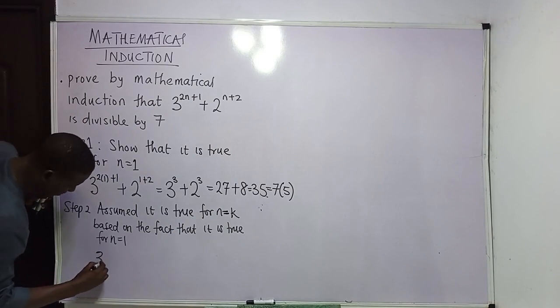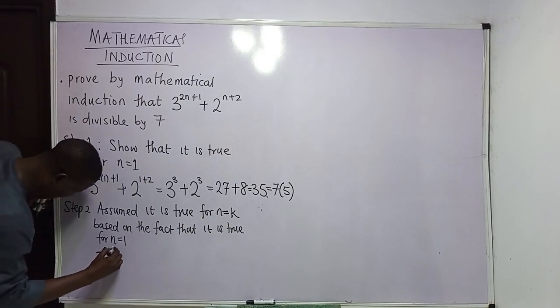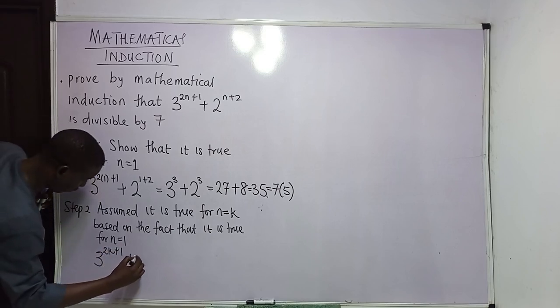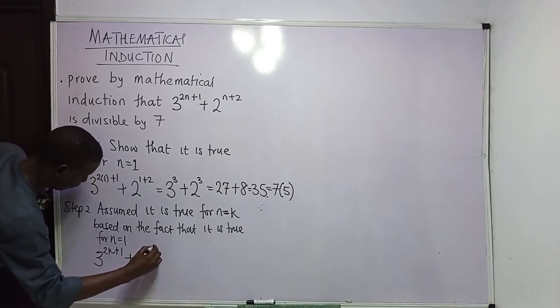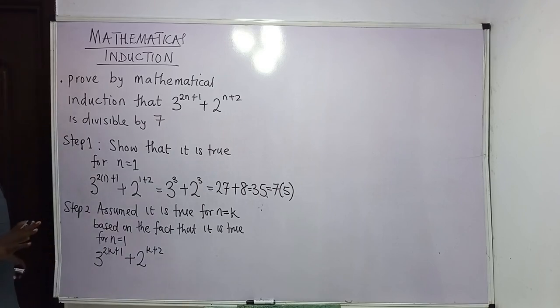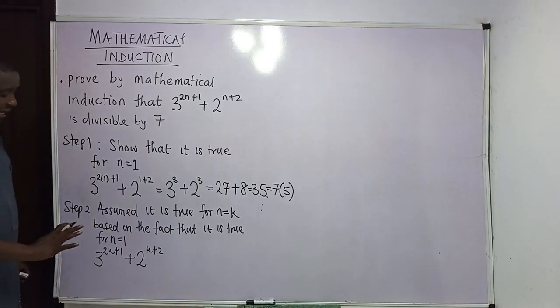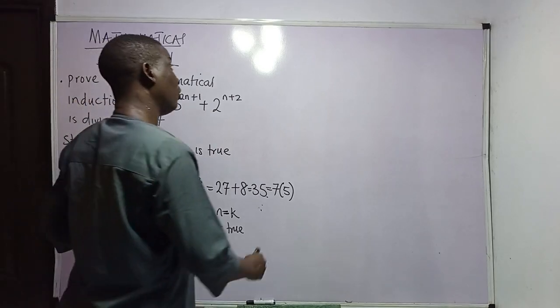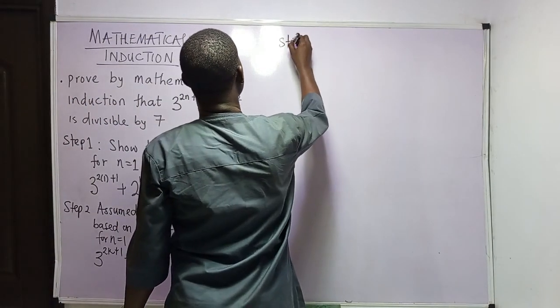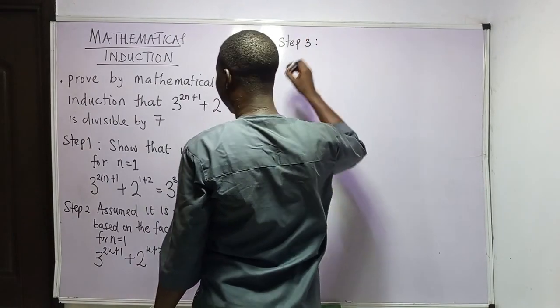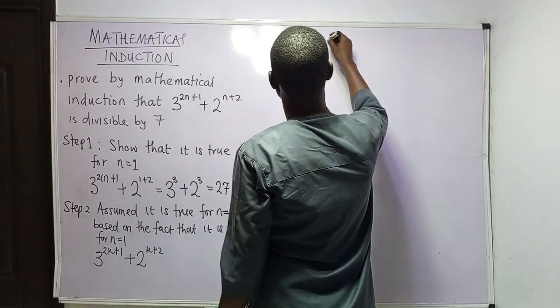So I would have 3 raised to the power 2k plus 1, plus 2 raised to the power k plus 2. So that's what I have next. Now, you leave it like that. Step 3, because that one is an assumption. Step 3 now, which is the last step, will now be what?